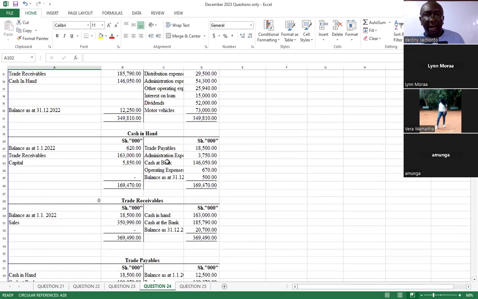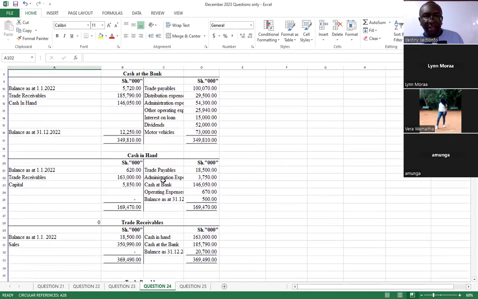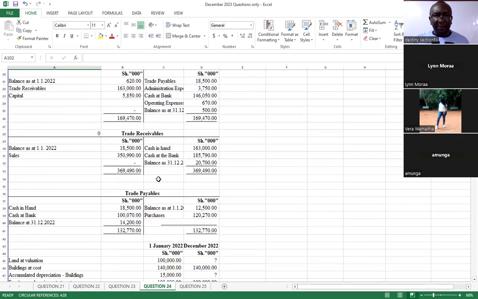So from this bank account, to capture the payables, distribution, administration, other operating, interest on loan, dividends, and motor vehicles. Let's go to the next account. We see whether there is anything not yet captured. To Kianza debit side, you can see receivables are captured. Share capital is already captured. Trade payables, administration, cash, other operating, balances. Those ones are already captured.